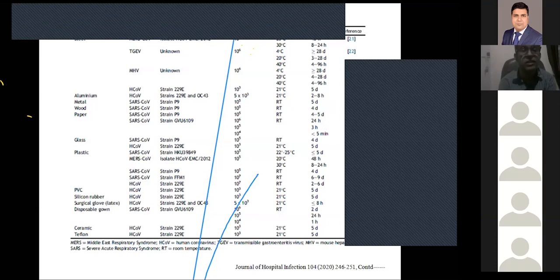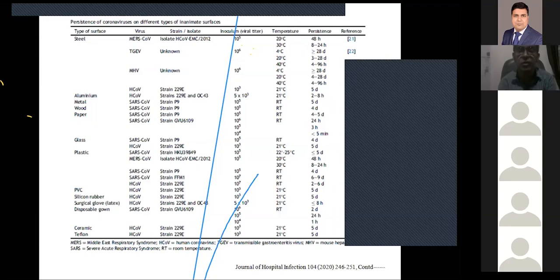In the same way, disposable gowns. Disposable gowns are mostly prepared of some low-grade polyethylene. Over that, coronavirus stands for 2 days, or some 24 hours, or to some extent up to 1 hour. Ceramic materials means bone china. We are very much fond of bone china. You come to my house, my wife will give you a very good coffee, and we enjoy coffee in bone china. See, bone china is highly prone to coronavirus, and the virus stands at 21 degrees centigrade for 5 days.